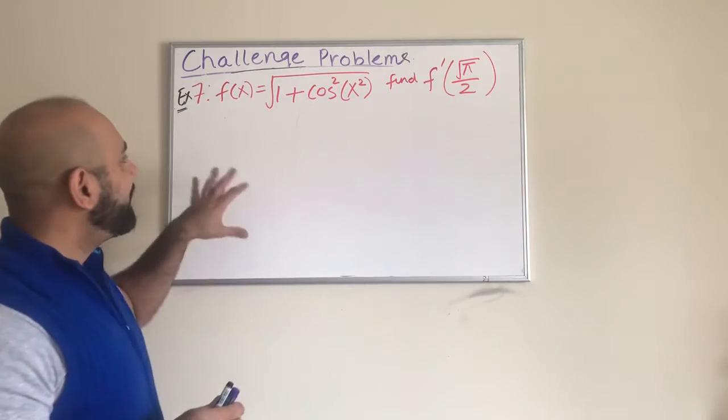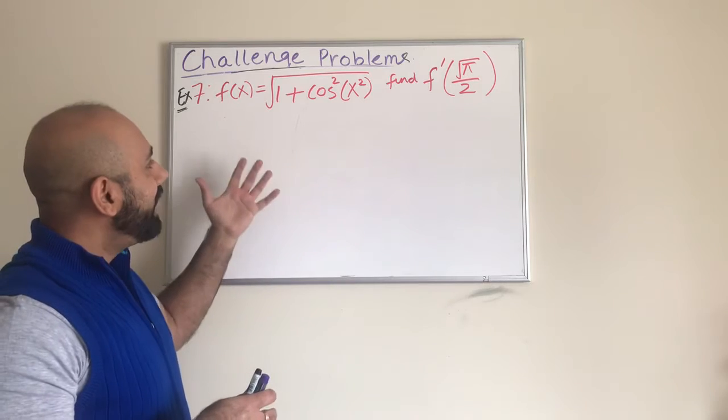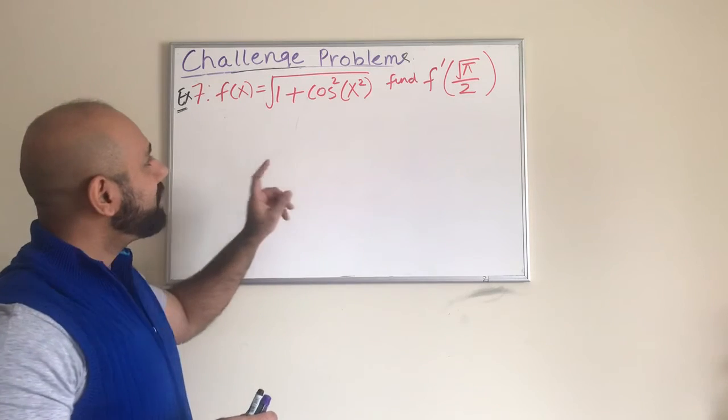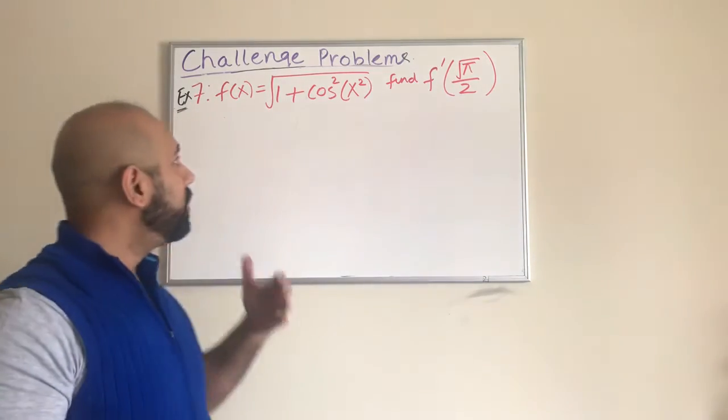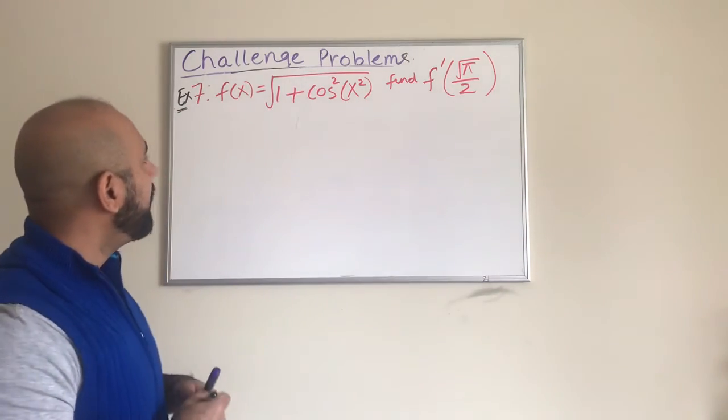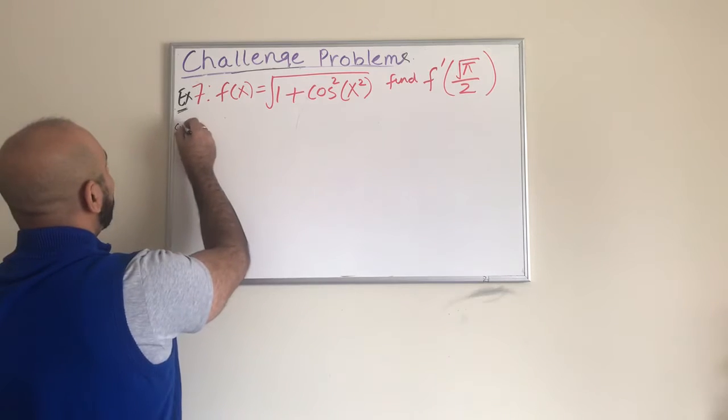There's so much going on here. The square root of a cosine function, and then we want to evaluate the derivative of this function at a particular value, which is radical pi over 2. So in order to actually start working on this, guys, the first thing that I'm going to do is rewrite this equation.